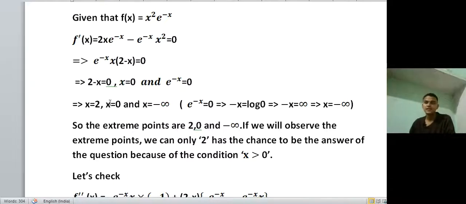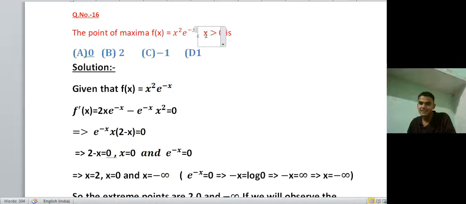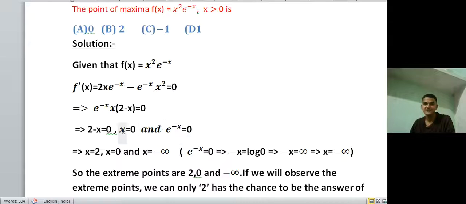So you can see there are 3 extreme points. The first extreme point is 2, the second extreme point is 0, and the third extreme point is minus infinity. You can see the condition: x should be greater than 0. So here we don't have any work with the extreme points 0 and minus infinity. The only essential extreme point for us is x is equal to 2.